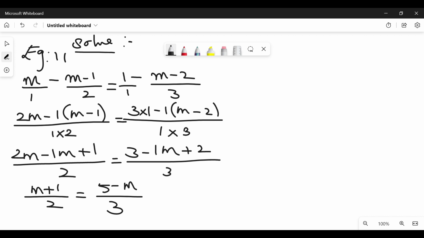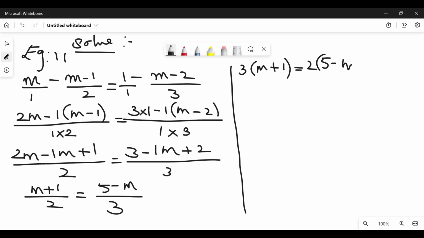So now the next step you could do is cross multiplication here. That means you get 3 times (m plus 1) is equal to 2 times (5 minus m). So what happens when you open the bracket, you get 3m plus 3 equal to 10 minus 2m.